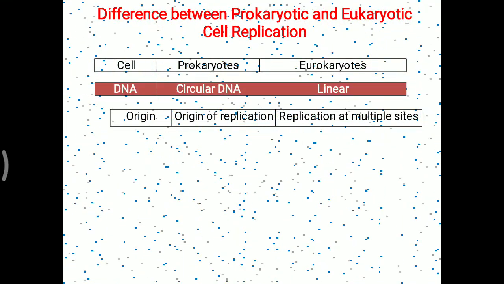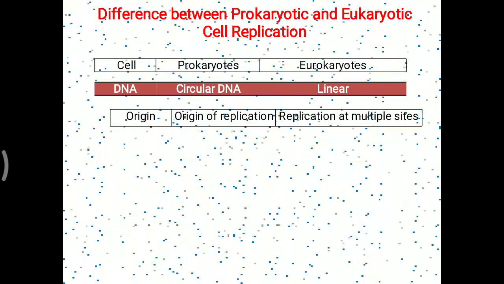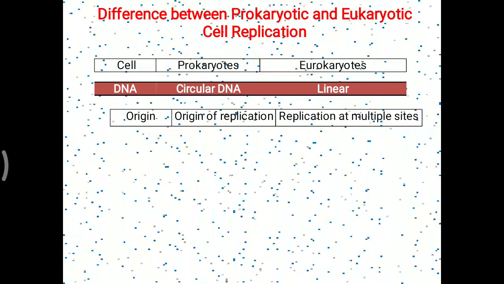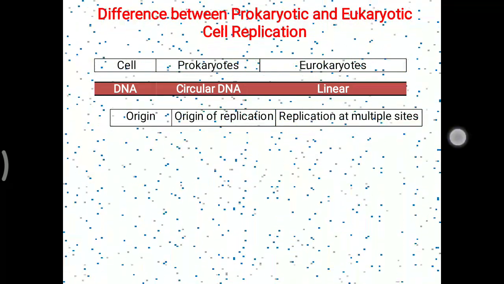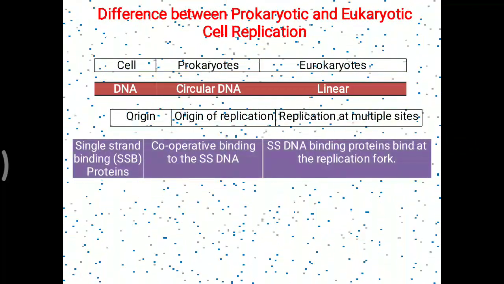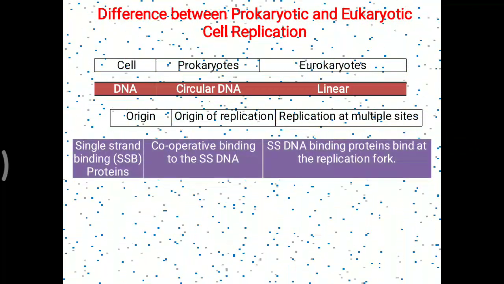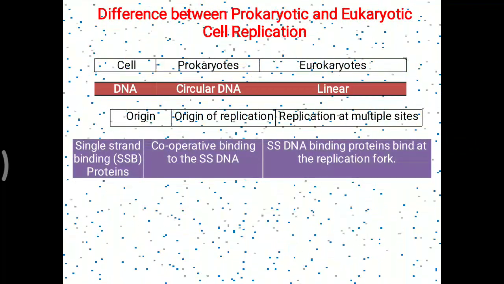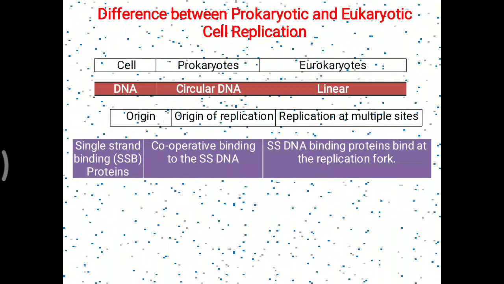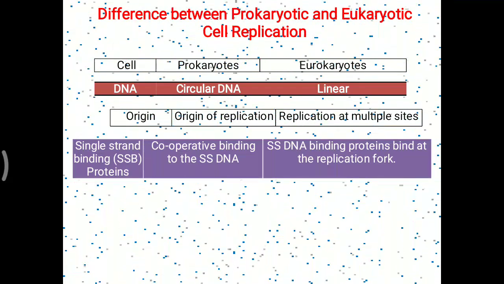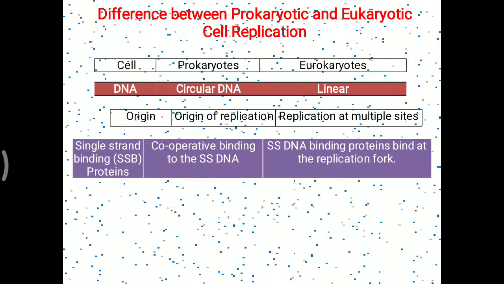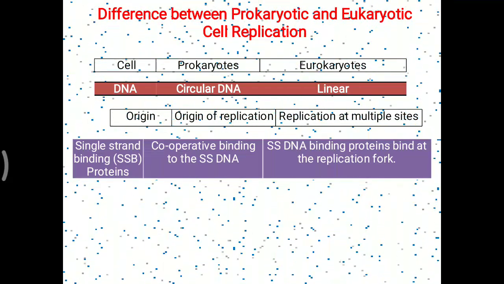So mostly the origin of replication is considered ori for the prokaryotic, while for the eukaryotic cell, multiple sites for the origin of replication are found. So replication can occur simultaneously at multiple sites. Further, single stranded binding protein. Mostly cooperative binding to the single stranded DNA is found in the prokaryotic, while this single strand DNA binding protein binds at the replication fork for the eukaryotic.